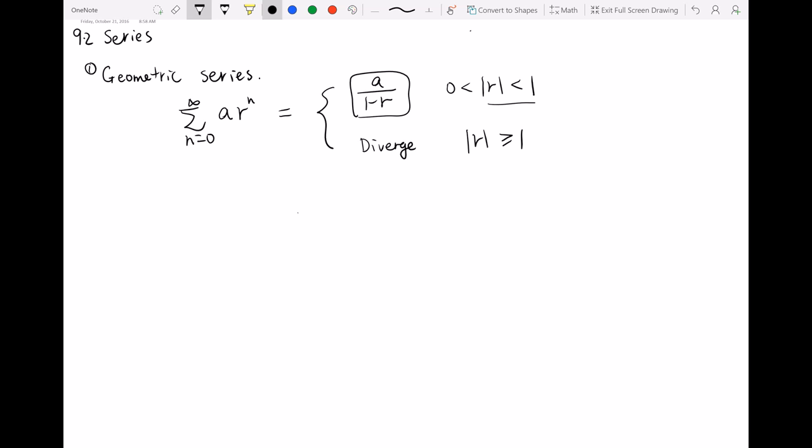Yesterday we also did an example. Let me see if we did an example yesterday. So today we're going to continue to look at more examples.